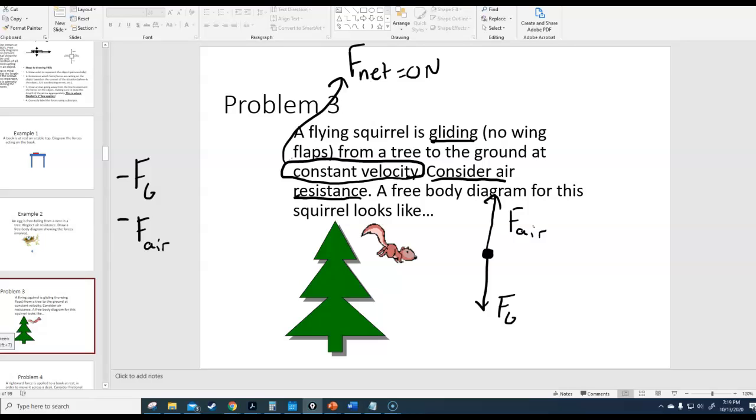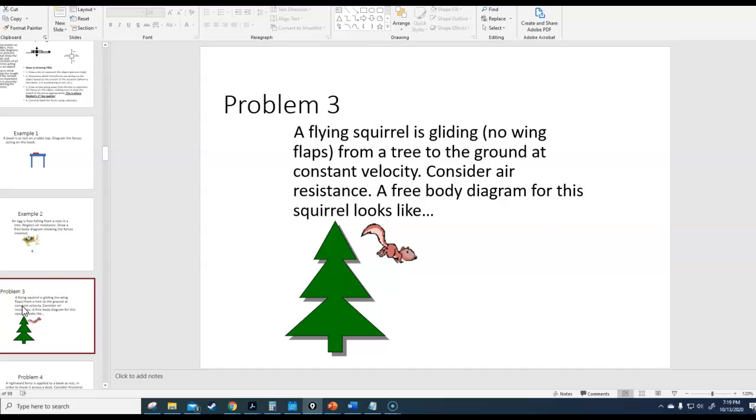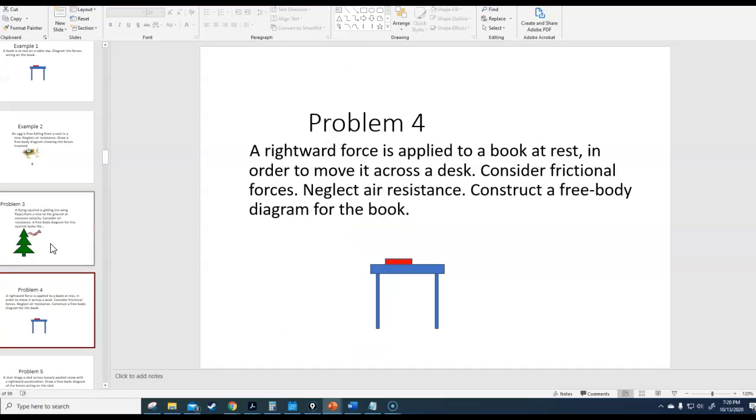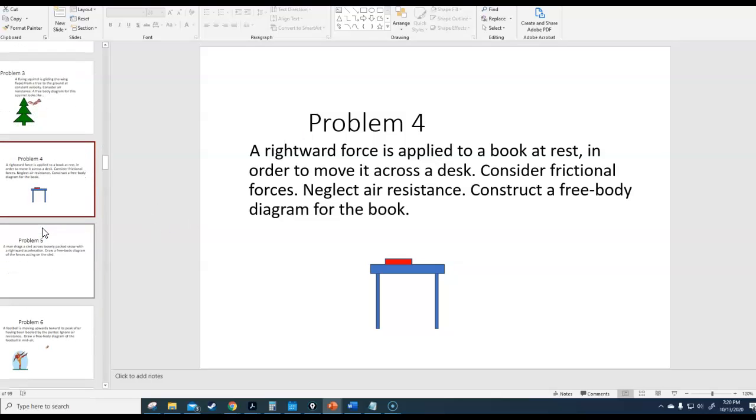Alright, let's just do a few more quick examples. Okay, problem 4 says a rightward force is applied to a book at rest in order to move it across the desk. Consider frictional forces. Neglect air resistance. Construct a free body diagram for the book. Okay, so draw a dot. Start labeling out the forces that must be acting. Force of gravity, book's not in space, so I know there's a force of gravity.